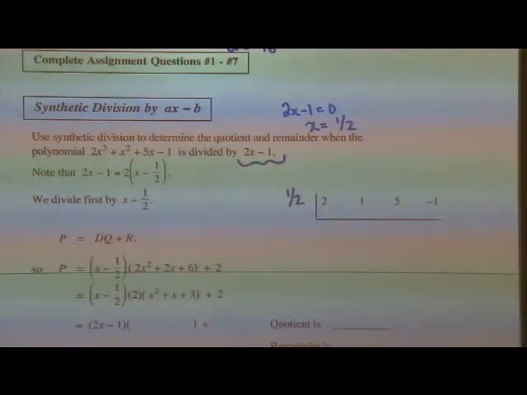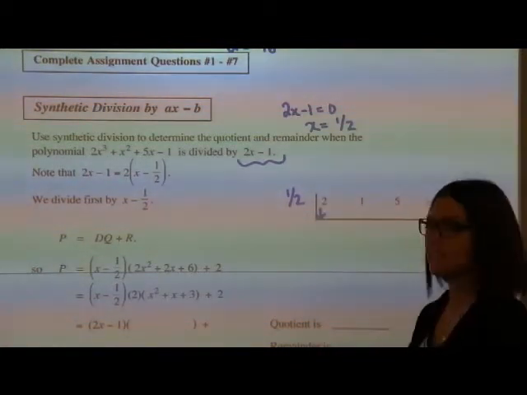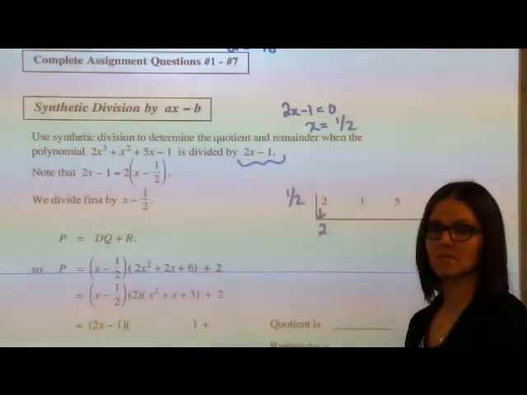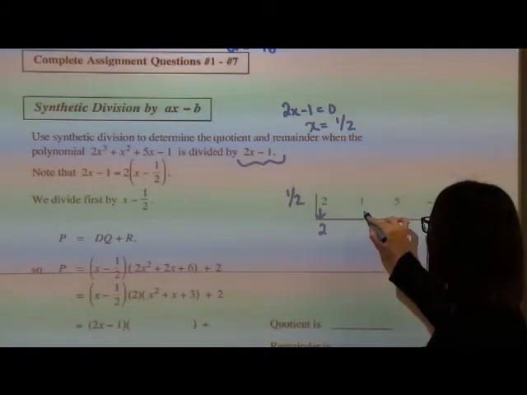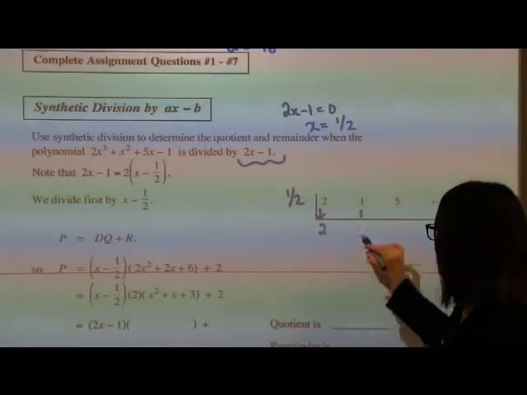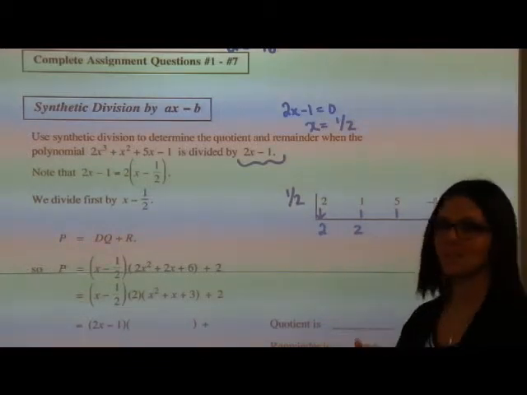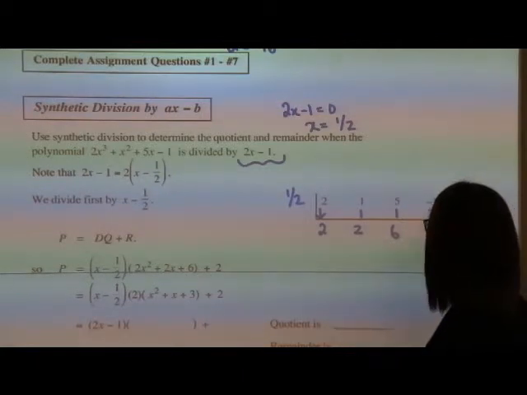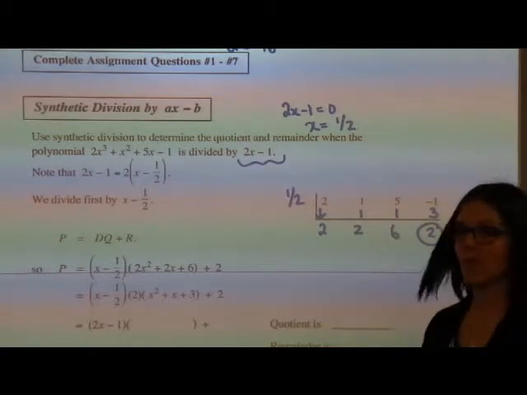My coefficients and constants still go along the top. And it's still the same thing that I was doing before. I'm still carrying this down. 2 times 1/2 is 1. 1 plus 1 is 2 times 1/2 is 1 plus 5 is 6 times 1/2 is, and negative 1 plus 3. So this becomes my remainder.